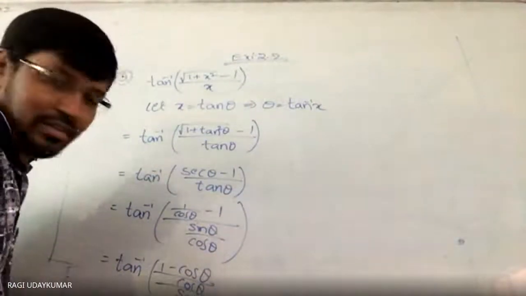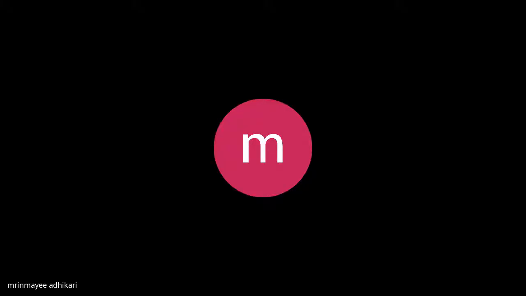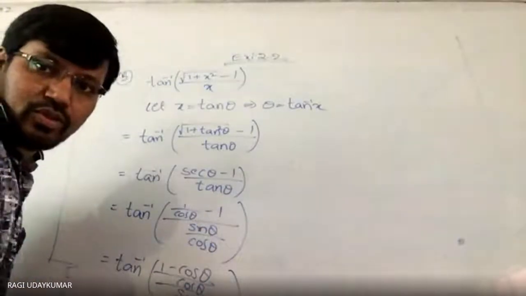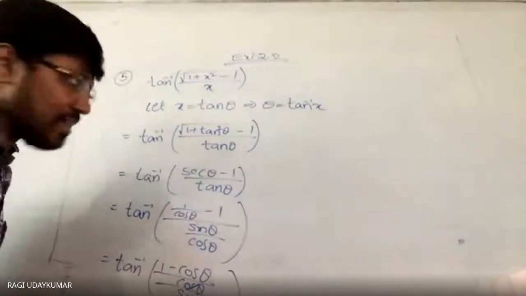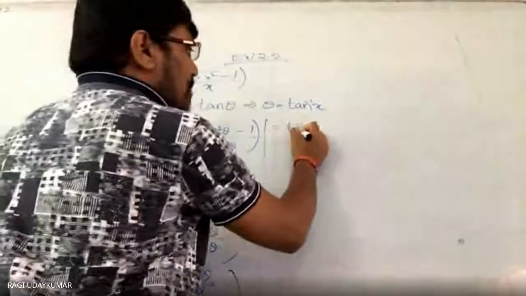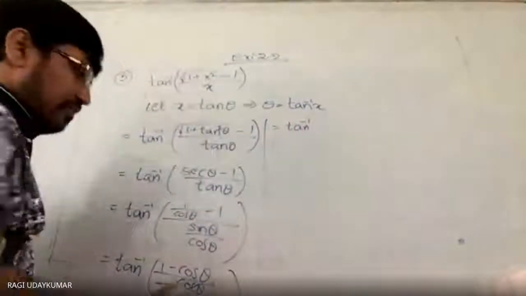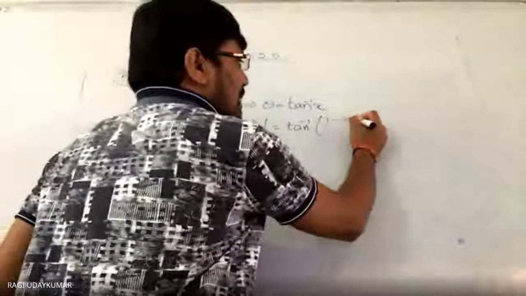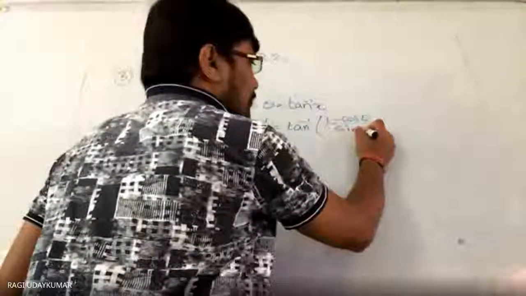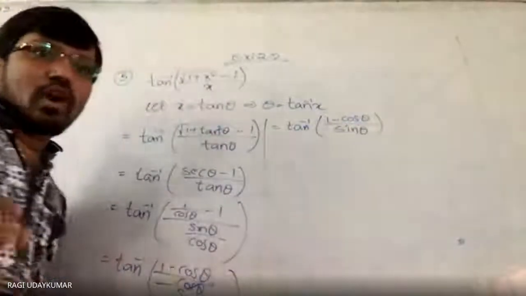Is it visible? Yes, sir. This step is very simple, I think. This cos theta will get cancelled. The next step I will write here: this is equal to tan inverse of 1 minus cos theta by sin theta.